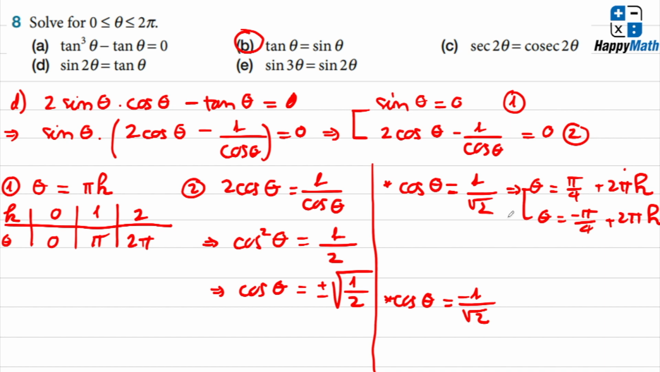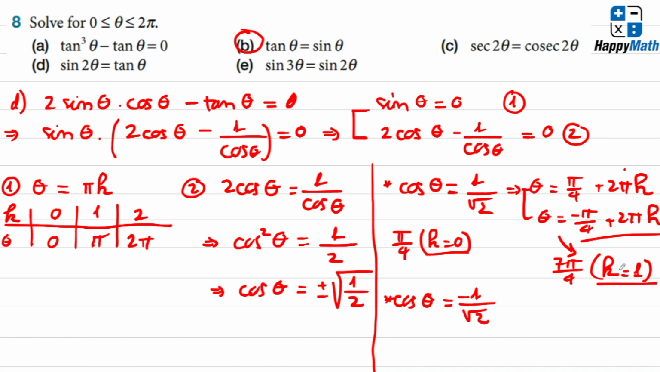For the first, you get only pi over 4, corresponding to k equal to 0. For the next one, you have 7 pi over 4, corresponding to k equal to 1. Why do you have this result? Because the interval of theta is only 0 to 2 pi.